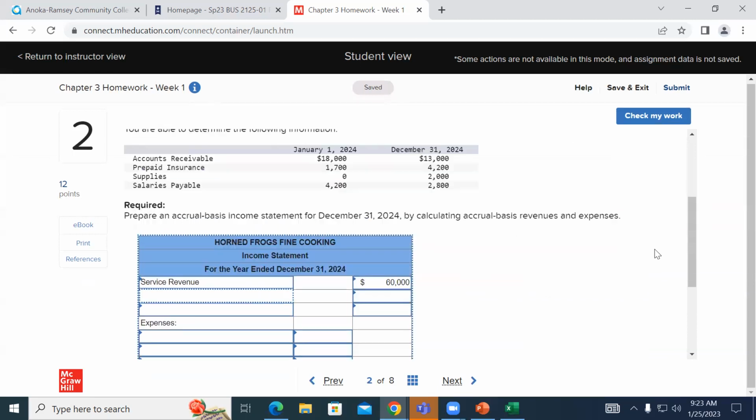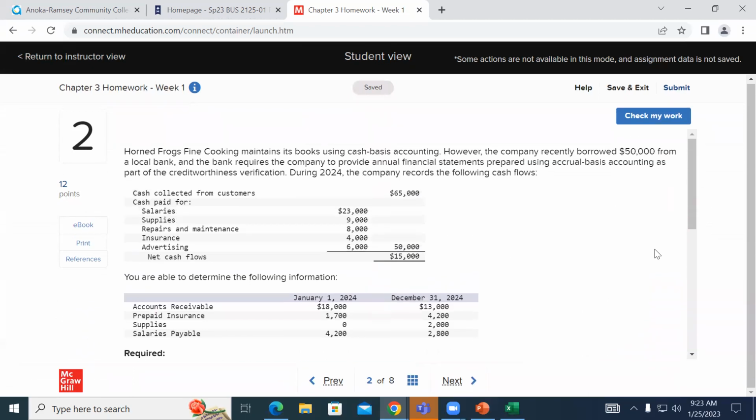Okay, now expenses. One thing I see here, they show insurance expense of 4,000, don't they? You see that? Do you see our prepaid insurance was at 1,700? And then it went up to 4,200? Does that make sense? So we had 1,700 of prepaid insurance and it went up to 4,200.